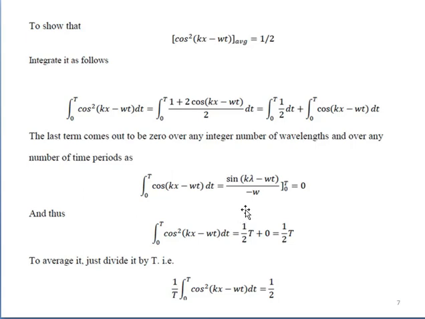Thus the integral is equal to 1 over 2, and if you integrate this term, this is very easy, 1 over 2 is constant, and dt, if you integrate, will give you T. So this is 1 over 2 T plus 0, equal to T over 2. To average it, just divide it by T, the time over which you have integrated it. So 1 over T into this is equal to 1 over 2.